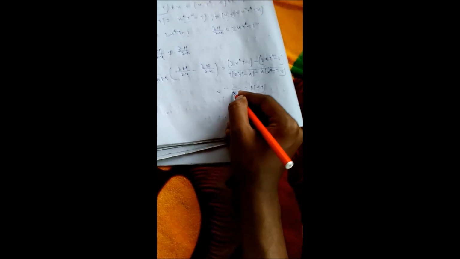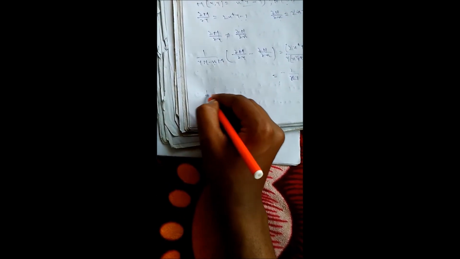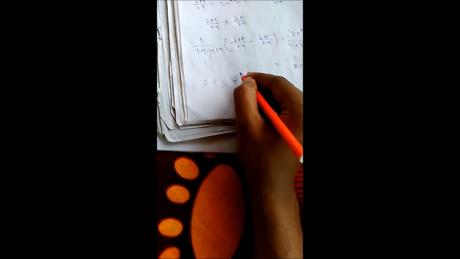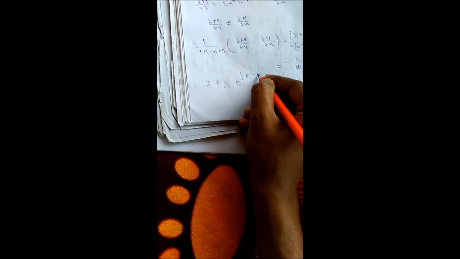It is a function of xy. Therefore the integrating factor is e to the power ∫φ(xy) d(xy) = e to the power ∫(−2/(xy)) d(xy) = e^(−2 log xy) = 1/(x²y²).